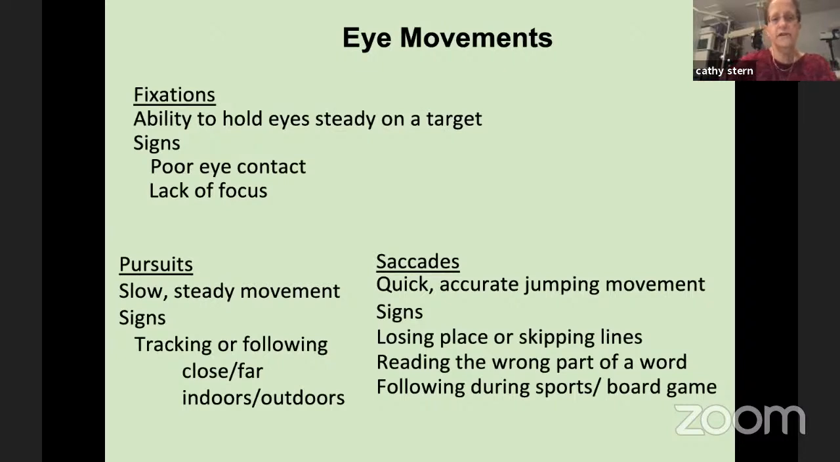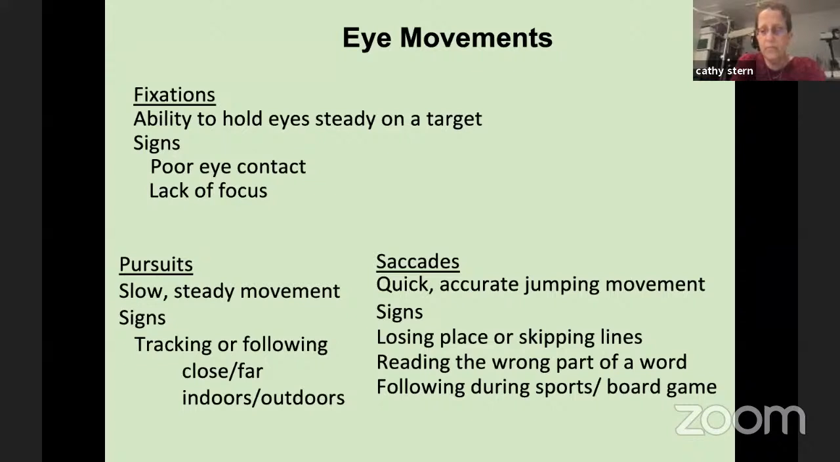And so when we look at fixations, you all know that it's the ability to hold the eye steady on a target, but some of the things we may see is poor eye contact, or lack of focus. And when I say lack of focus, I don't mean just clarity, but the person's attention on things. And when we're looking at pursuits, how do we track or follow both close, both far, both indoors and outdoors? Although I feel like we use pursuit eye movements much, much less than we do fixation and especially saccadic eye movements. So for saccades, we understand that you can lose your place or skip lines when you're reading.